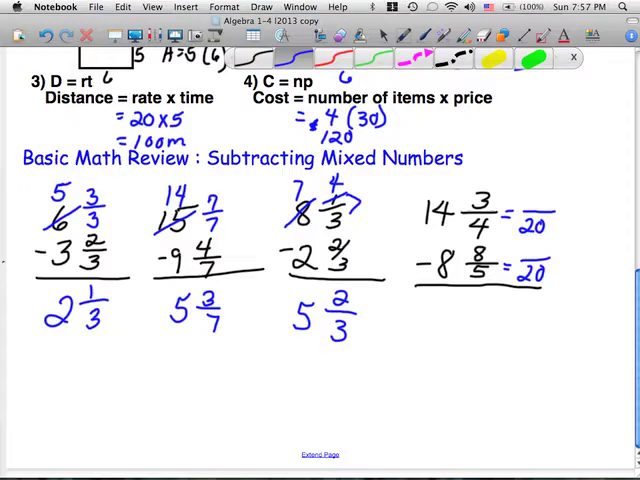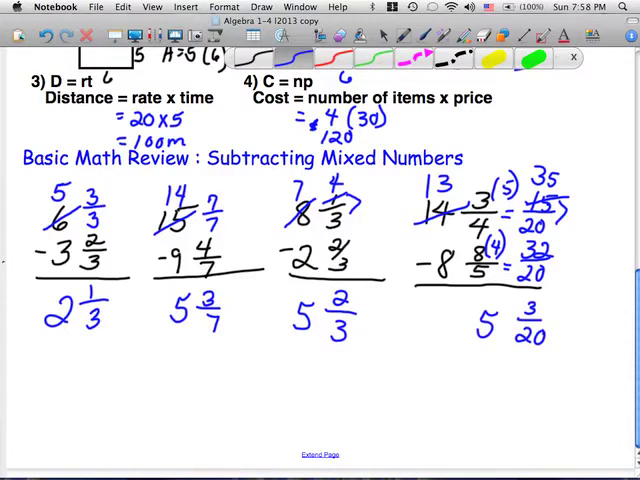4 goes into 25. 5 times 3 is 15. 5 goes into 24. 4 times 8 is 32. I cannot take 32 from 15, so I'm going to borrow 1 from 14, making it 13. And I'm working with the denominator 20, so I'm borrowing 20 20ths added to the 15 20ths. Just add these two together, so I have 35 20ths. 32 from 35 leaves me 3, and 8 from 13 is 5.